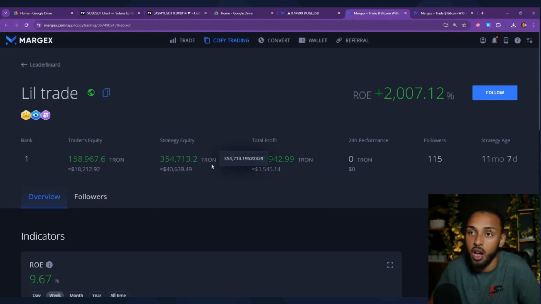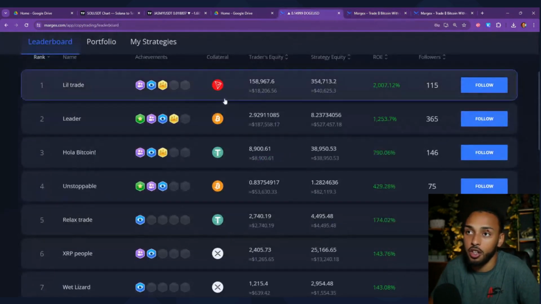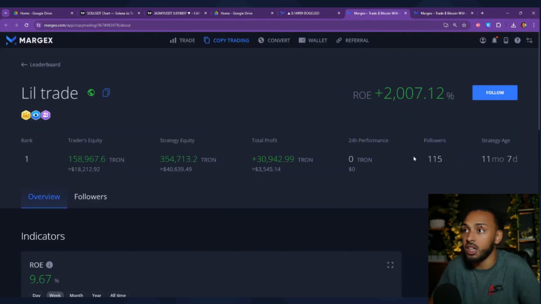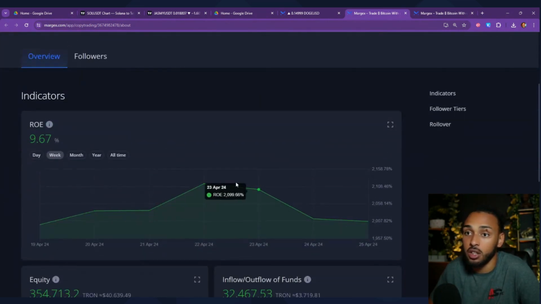Now you can see Tron here, and that's because that's the collateral that they're using. But again, you can see the amount of followers they have, how long they've been doing this. So 11 months and 7 days, really cool. Strategy equity, trader equity, all of the things we've seen already. But what you can see is actually a little bit more information.